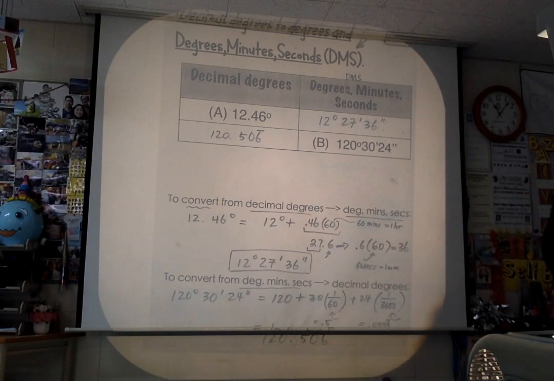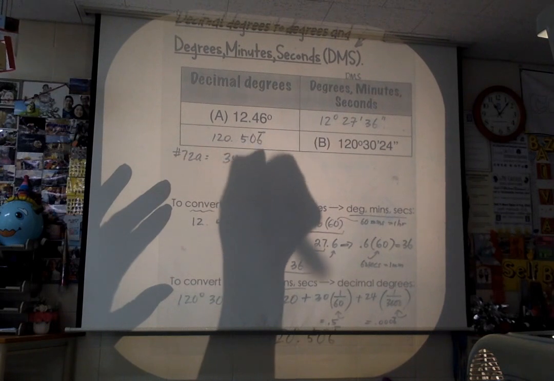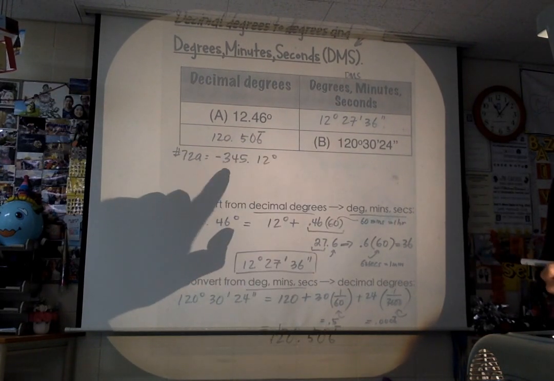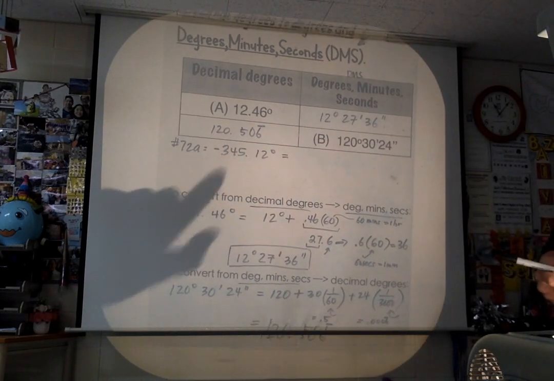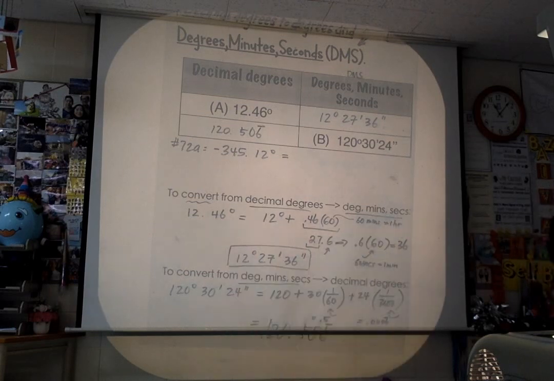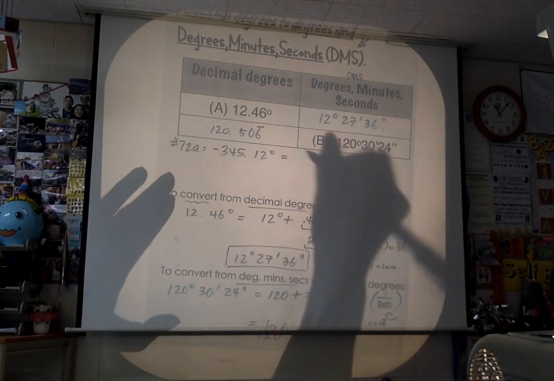So, again, let's try one more. This is from number 72A in your book. 345.12 degrees. So this is a decimal degree. We needed to get it in DMS. So try doing that on your own right now, following whichever process fits it the most. Try doing it. Stop the video.